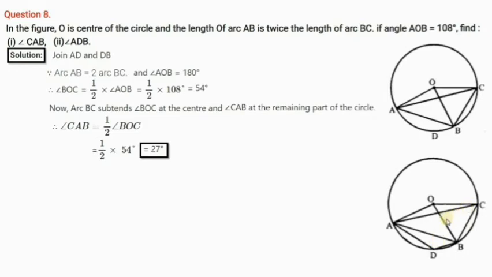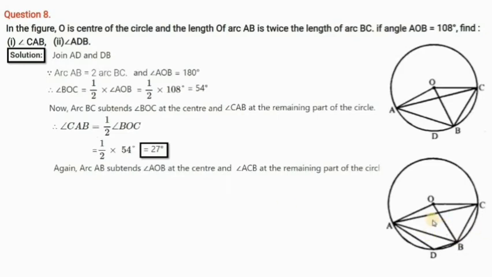Alright, so before I find ADB, let me calculate ACB. Now we see that arc AB subtends AOB at the center, and we know that AOB is 108 degrees. And again arc AB subtends ACB in the remaining part, and we need to calculate this as well. So that's why the same thing is written out here.